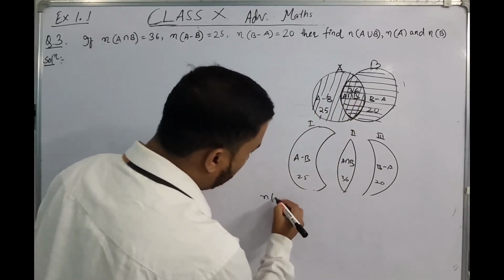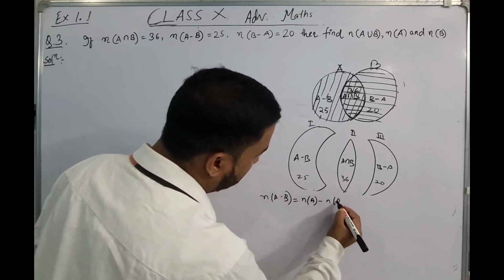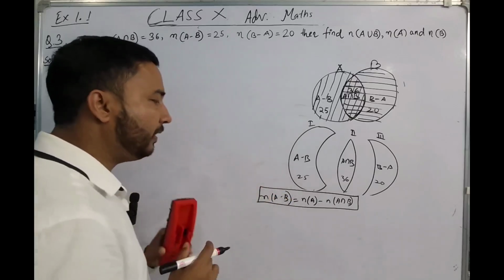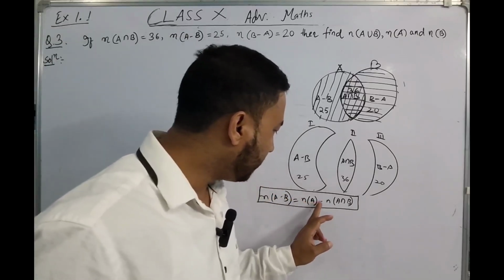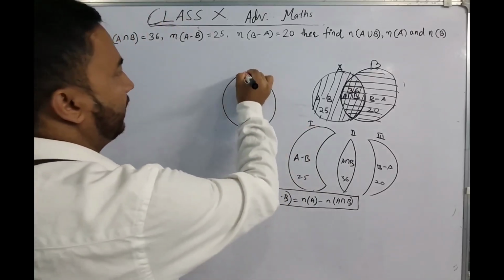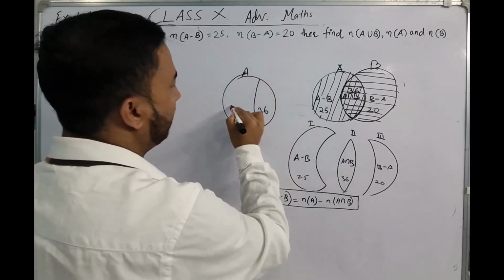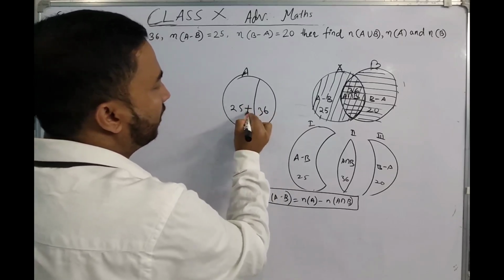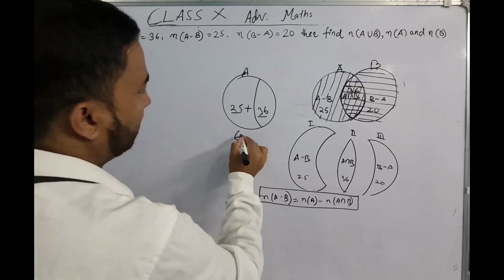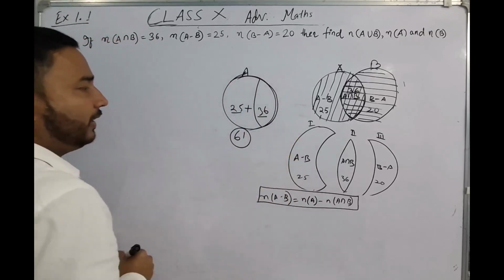Because you know that number of A difference B is equal to number of A minus number of A intersection B. This we have already discussed. That means this was the whole part, this was A. In A we had two parts: in this one part, 36 elements are there and 25 elements are here. Then together we have 25 plus 36, which is 61 elements in the set A.